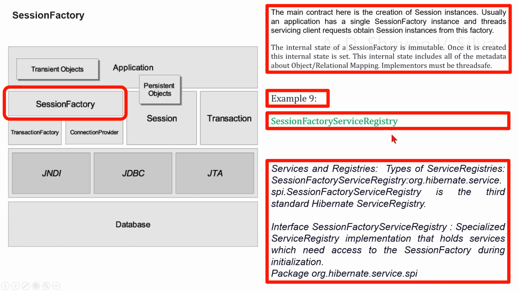SessionFactoryServiceRegistry is designed to hold services which need to access the SessionFactory. Typically, its parent registry is the StandardServiceRegistry. Integrators, as it stands in 4.x, operate on the SessionFactoryServiceRegistry. Currently, SessionFactoryServiceRegistry holds four services: EventListenerRegistry, StatisticsImplementor, NativeQueryInterpreter, and CacheImplementor.